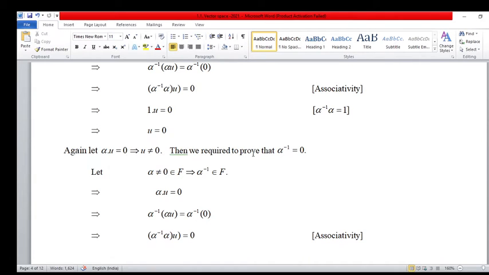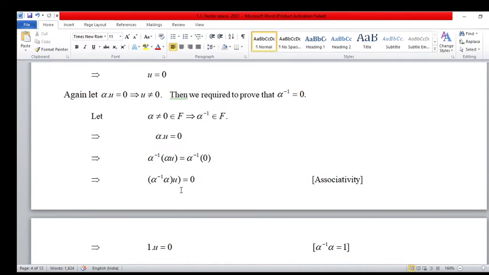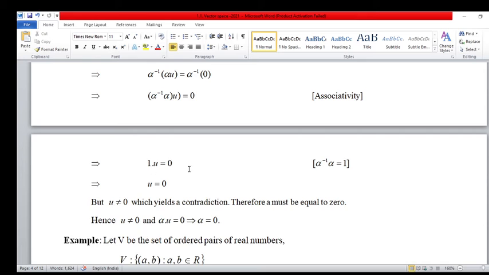Then we are required to prove that alpha inverse is equal to 0. So alpha does not equal 0, it is an element of F, and alpha inverse belongs to F. Multiplying this condition by alpha inverse, we get 1 into u is equal to 0, but u does not equal 0, which yields a contradiction. Therefore, the condition is equal to 0.